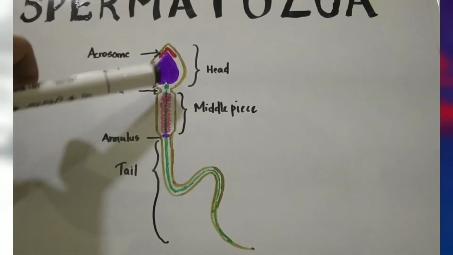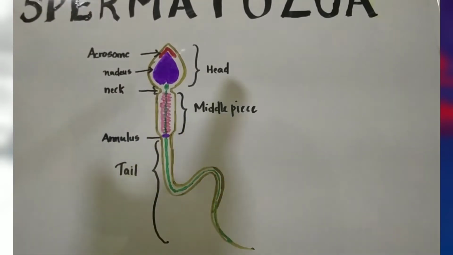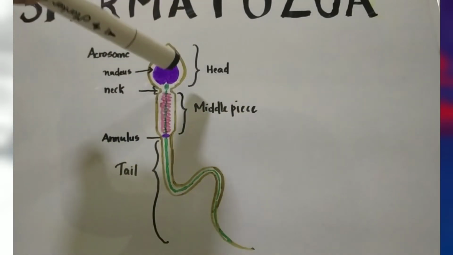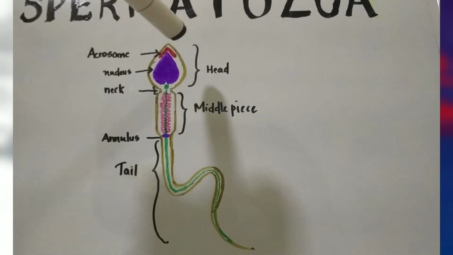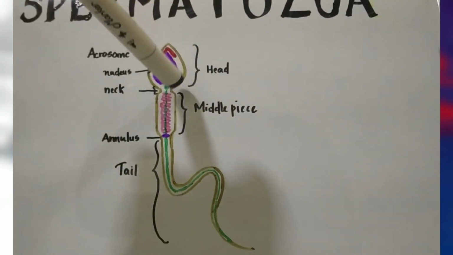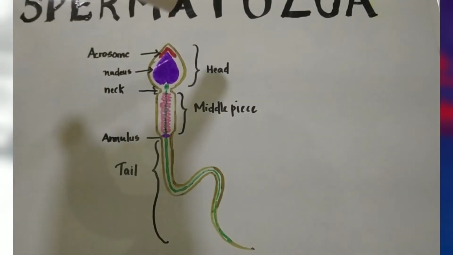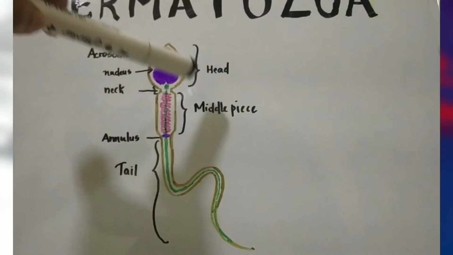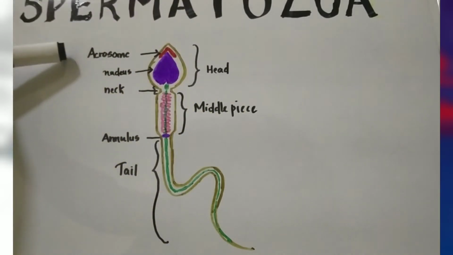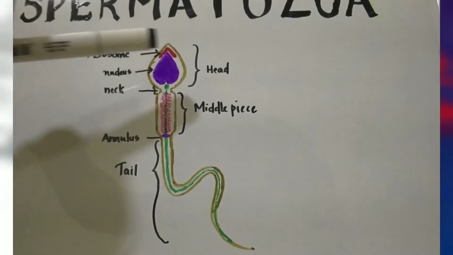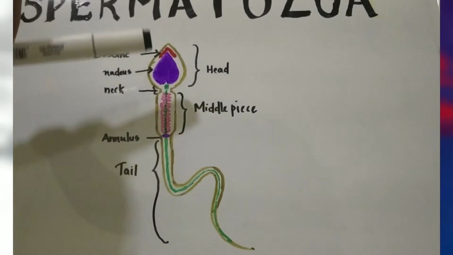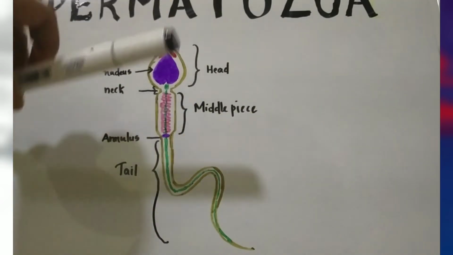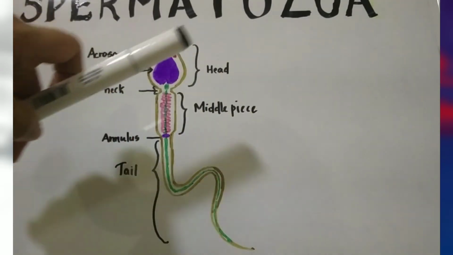So next is the neck portion. It has a centriole and a basal body. The basal body is funnel shaped and it has a spherical centriole, and the basal body has a convex articulating structure which connects with the articulating fossa of the head, and thus it connects the head with the other portion of the spermatozoa.